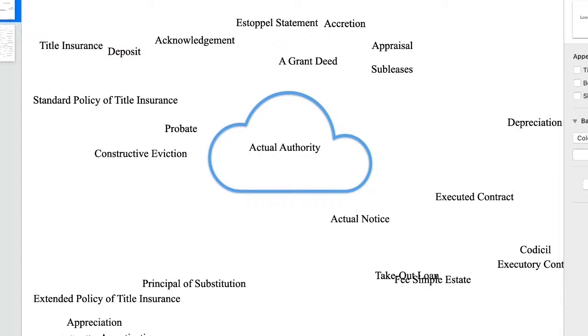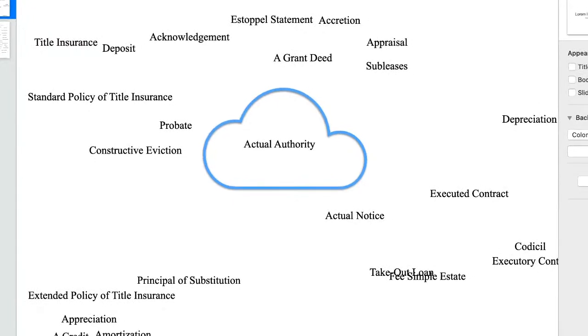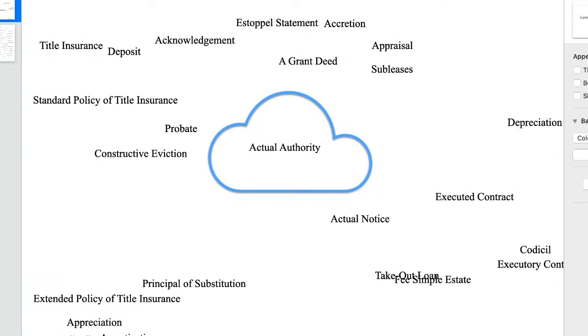Okay, actual authority. No, there are no math problems on the California exam. Okay, so it's actual authority. Actual authority is when the authority is clear and apparent. It is explained in a clear way, like writing it down, and you are given that authority to act on somebody else's behalf. No subtleties there.